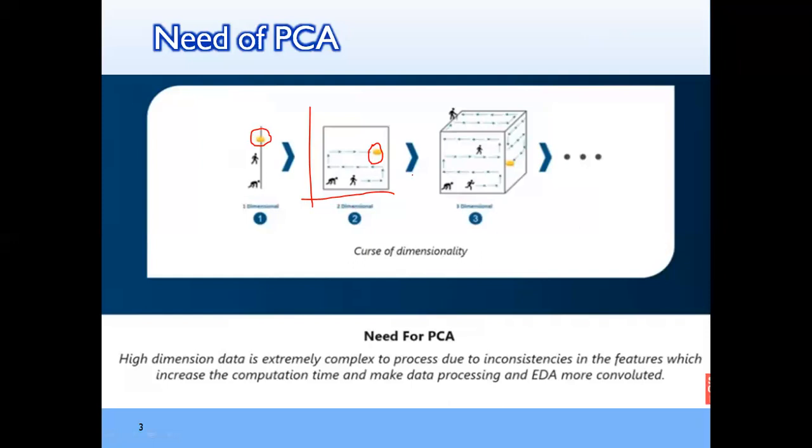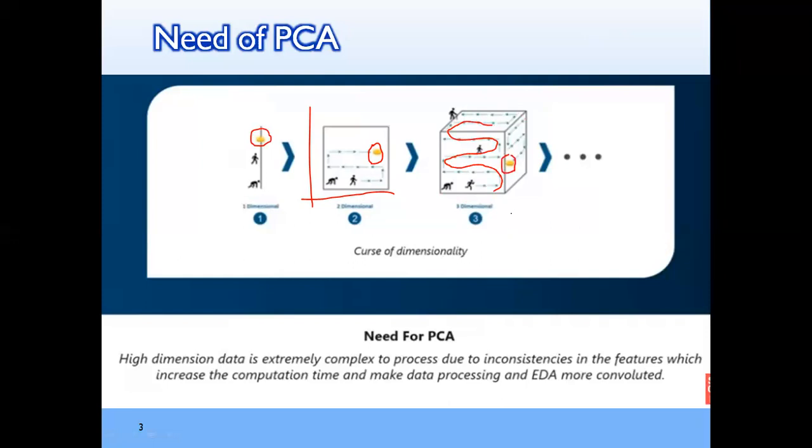If you go one step further, assume my data set is three-dimensional data. It is a cube, and again my coin is dropped on one side of this cube. It will be difficult for you to identify the location of the coin, because this cube is a three-dimensional object, and you have to find the coin here.